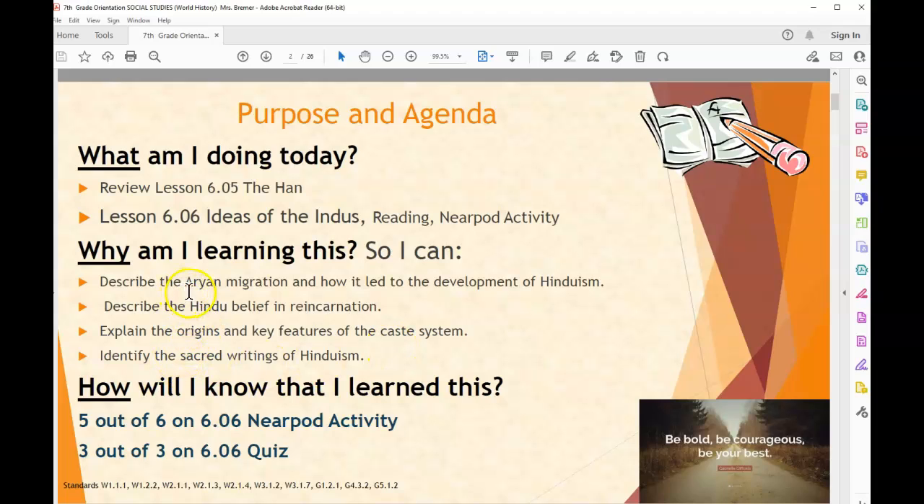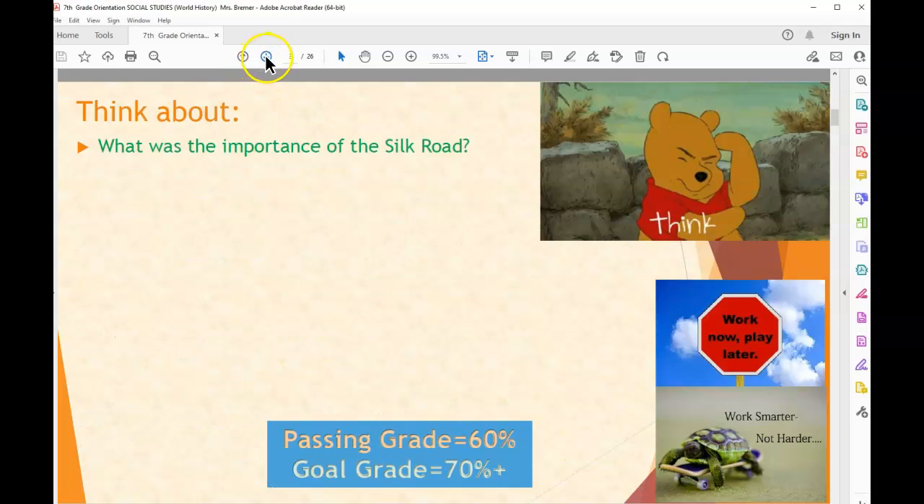We're going to talk about the Aryan migration, so a group of people called the Aryans, and the development of Hinduism. Have you heard of Hinduism before? Describe the Hindu belief in reincarnation. Explain the origins and key features of the caste system, and identify the sacred writings of Hinduism. So those are just a couple of things that we're going to look over today. I have a Nearpod activity for you and a quiz. So be bold, be courageous, let's be your best.